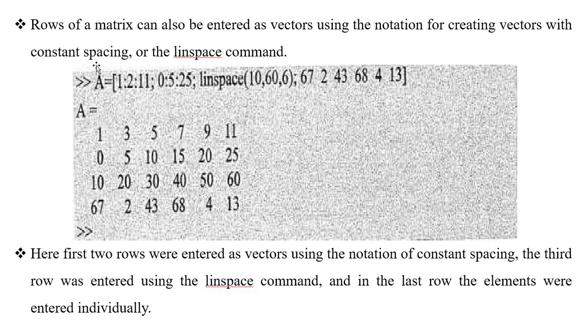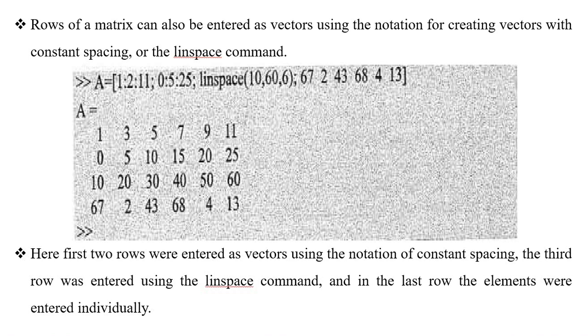And another way, the row of a matrix can also be entered as a vector using the notation for creating a vector with constant spacing or the linspace command. That is the thing we used in the last example. Here the first 2 rows are entered as vectors with the notation of constant spacing, the third row was entered using the linspace command, and the last row has elements entered individually.